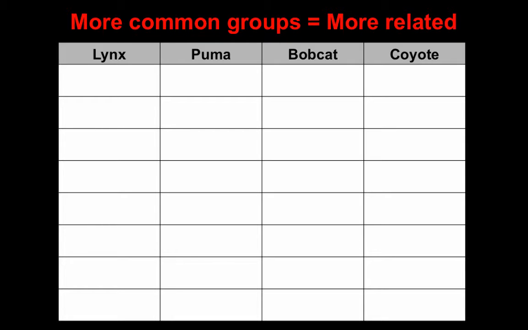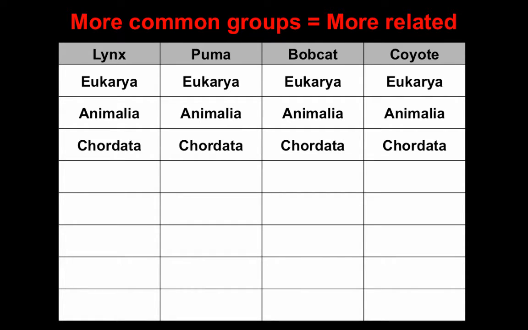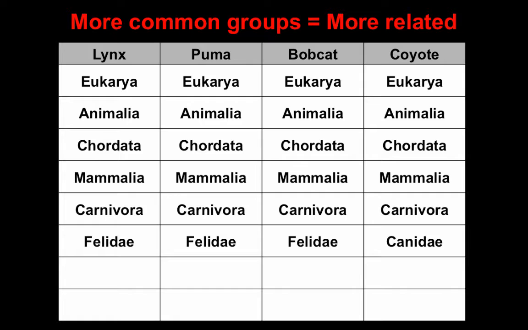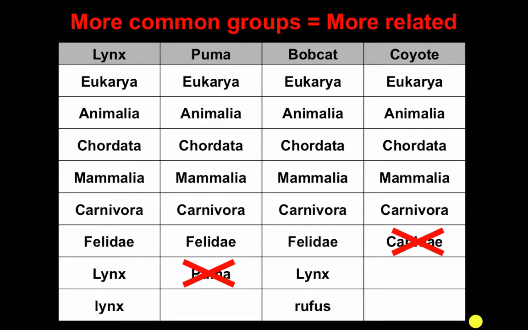Another way to look at this is with the taxonomic groups. So as we go down the list, the more groups you have in common, the more related you are. So as you can see, we're the same in all of these groups until right here. The lynx, puma, and bobcat are all felines, whereas the coyote is a canine. So it is definitely the least related. The lynx and the bobcat are both in the same genus, unlike the puma, and then they're in different species.